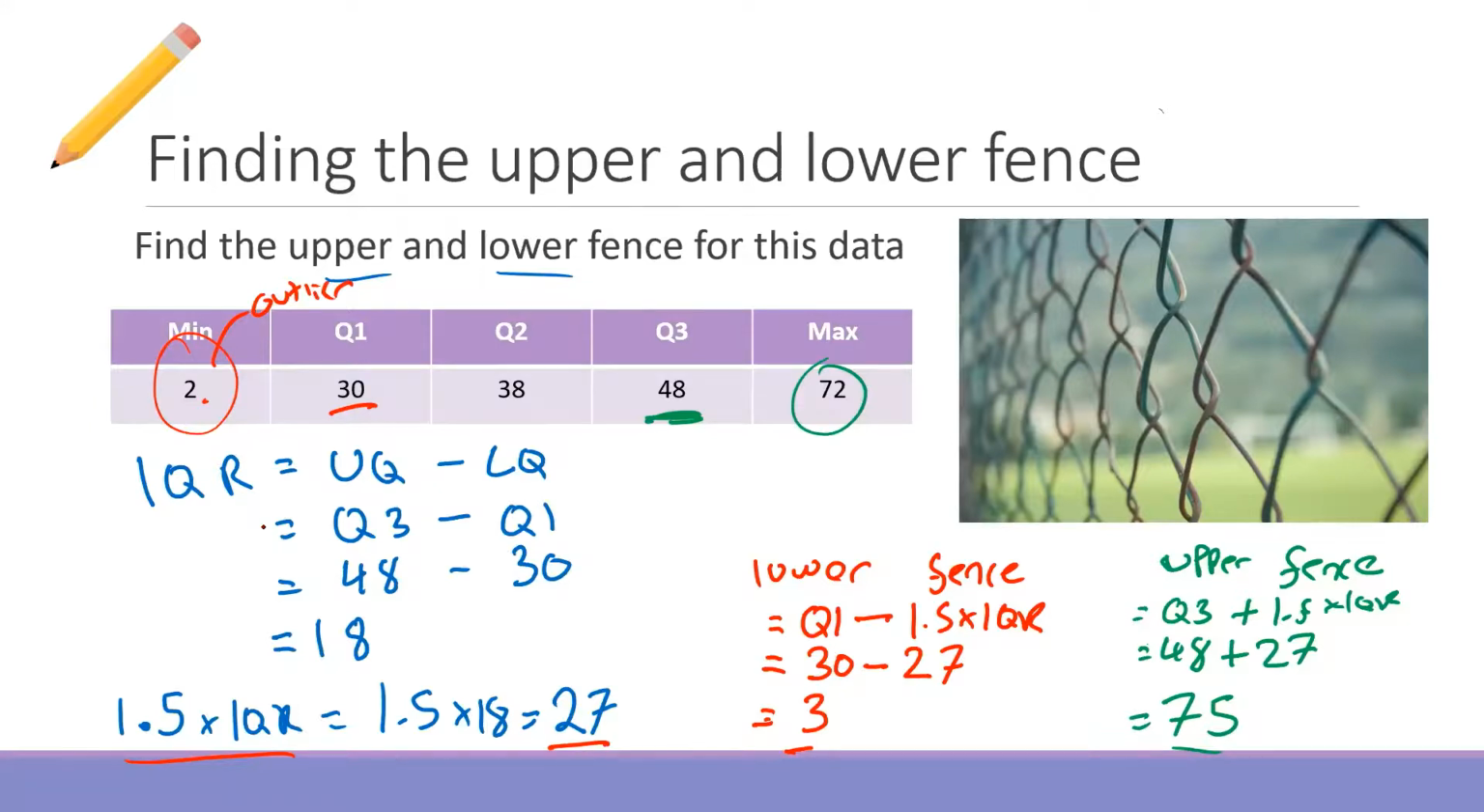And so the upper and lower fence help us find which values are outliers. Essentially, all values should be above 3 and below 75. If it's a number lower than 3 or higher than 75, then that means it's an outlier.